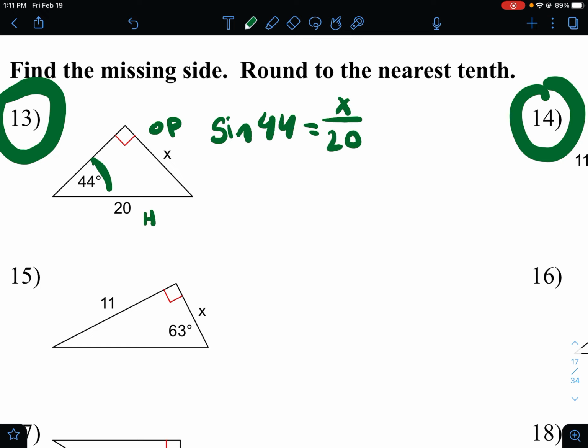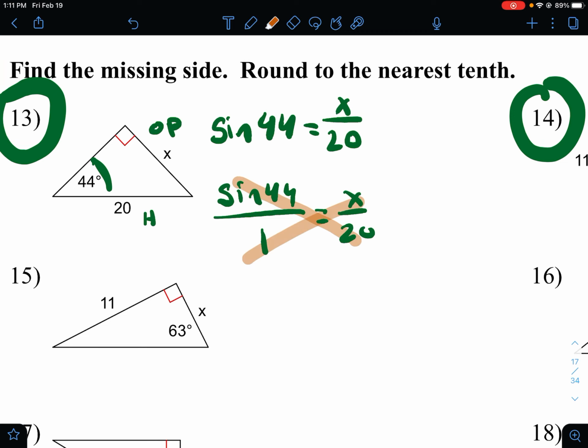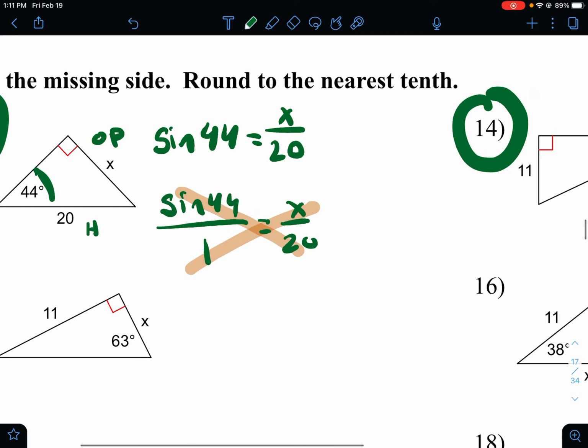So kind of the way I teach people to solve for these is think about it as cross multiplying, right? If I did sine of 44 over 1, you could turn anything into a fraction, just put a 1 underneath it. Like this, I could cross multiply and I get 20 sine of 44 equals 1x, or just x.